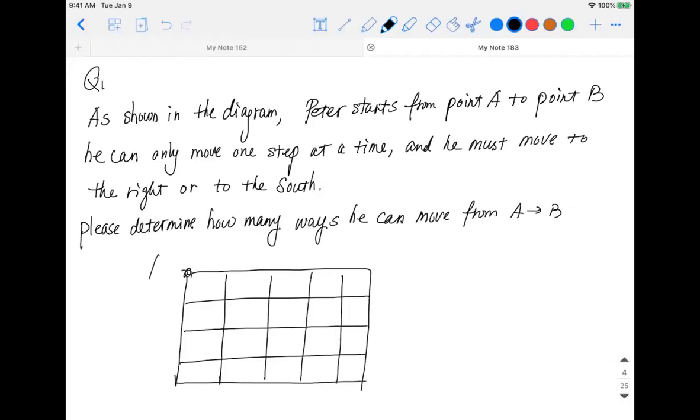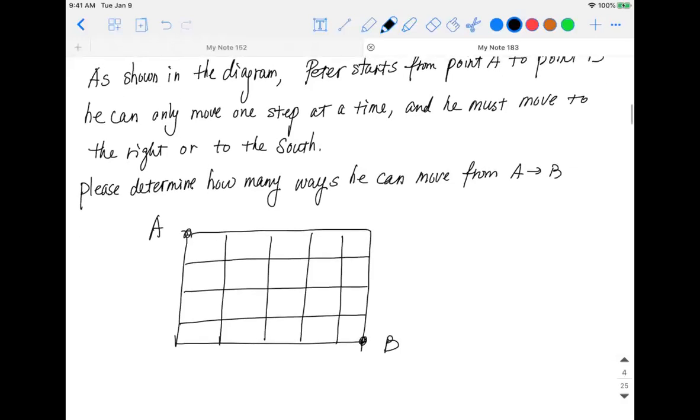This is A, this is B. Okay, you have a matrix. This is a 4 times 5 matrix, and you basically have a point from A. So Peter wants to move from A to B. Every single time he can only move one step, and he can only move to the right and to the south. Means he must be able to do this way, but he cannot go back, right? Go back, this is not acceptable.